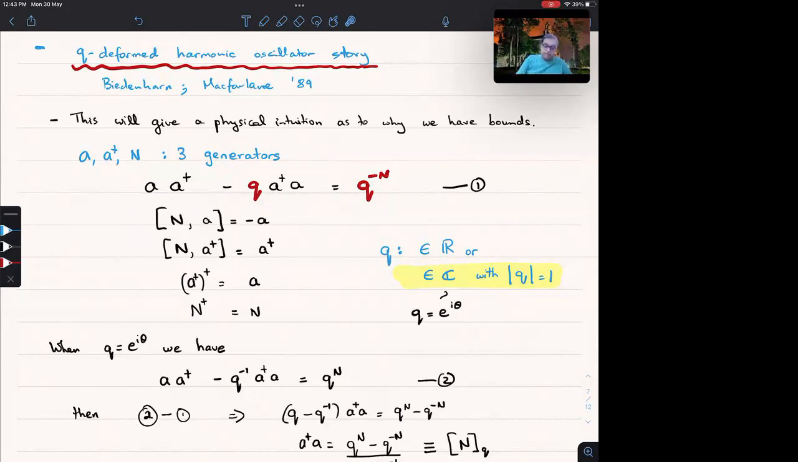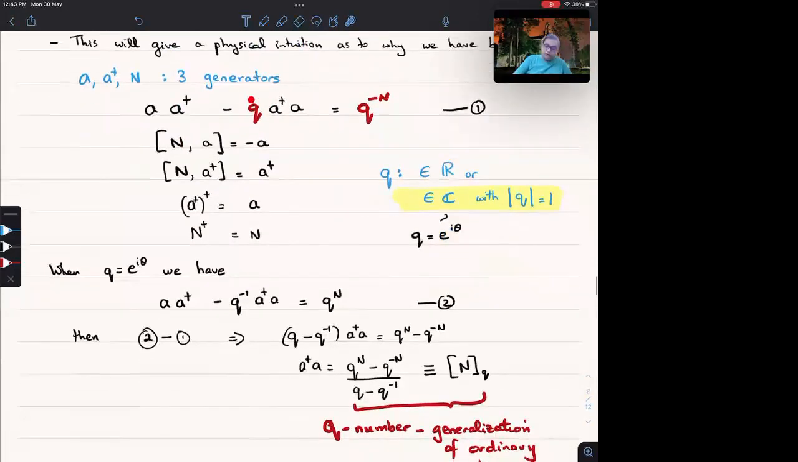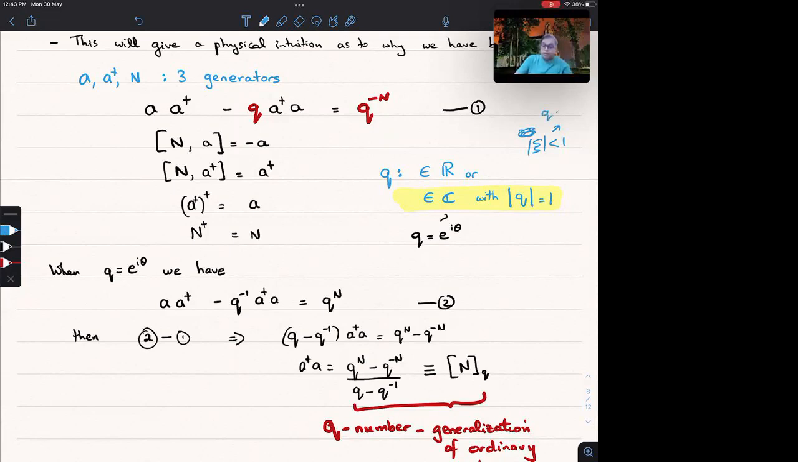So you have this expression, and then you have a commutation relation between N and A. This Q can be thought of either as a real number or a complex number. And in my case, this restriction that I talked about, the modulus of psi being less than 1, is also related to the fact that I want a positive measure factor. This actually converts Q here to be a phase.